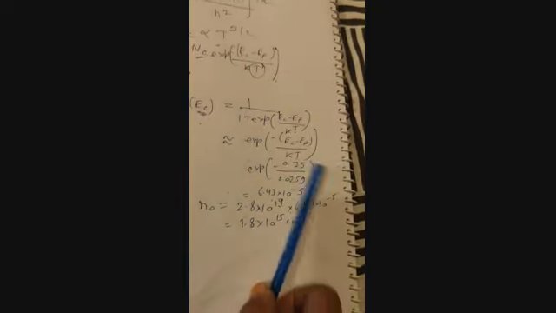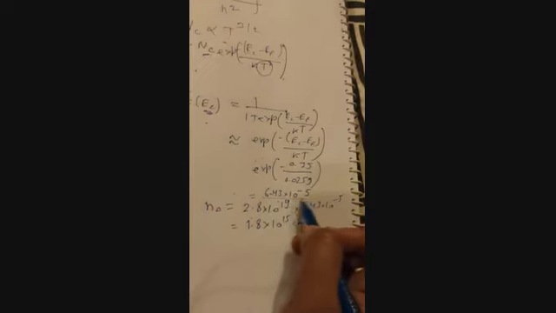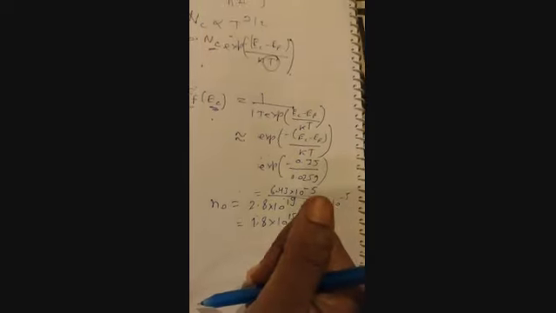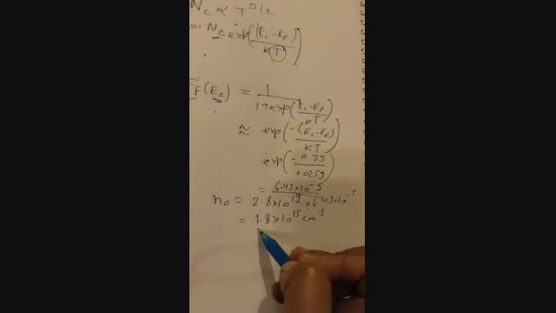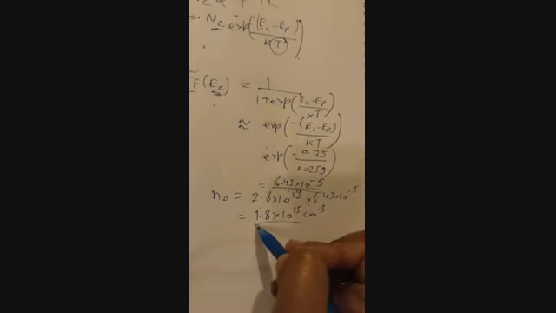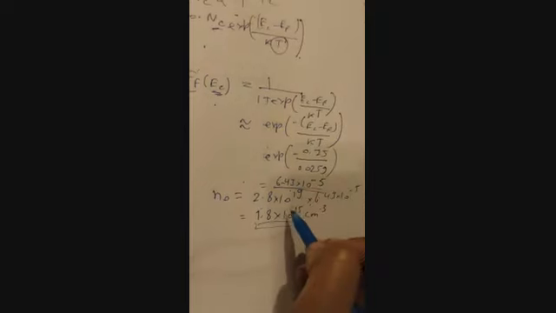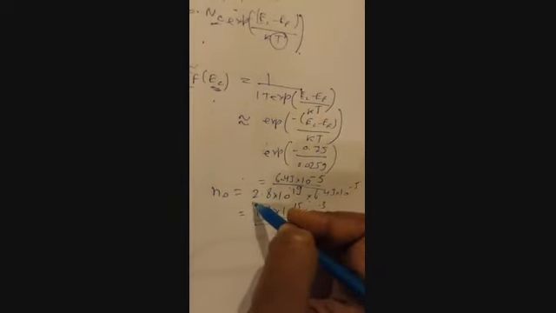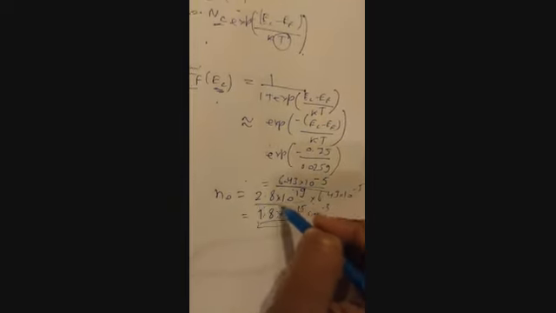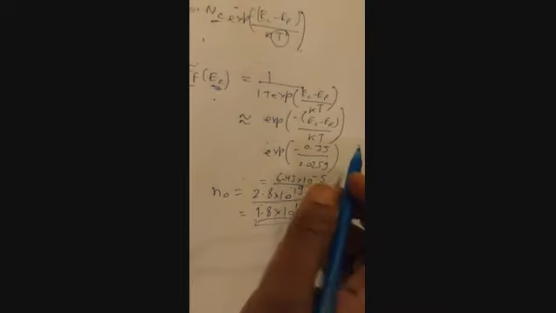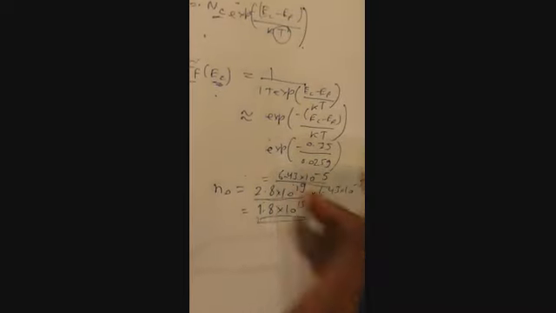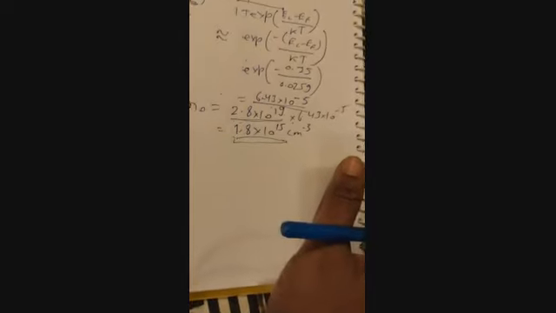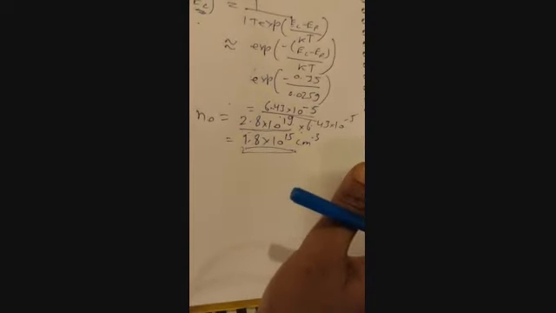Okay, so you can see here that even though the probability of occurrence of an electron is very low, I have got such a large number of carriers here. Why is it like that? Because a higher number of carriers are present in the conduction band. Okay, so that's the reason.